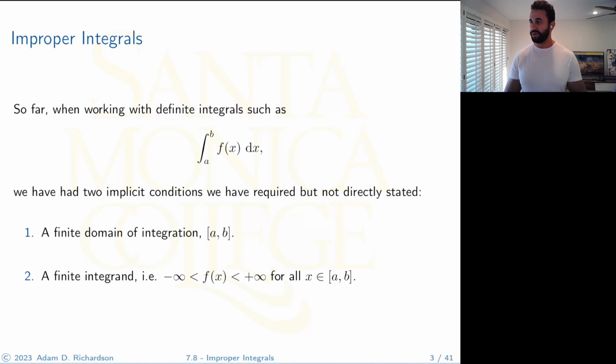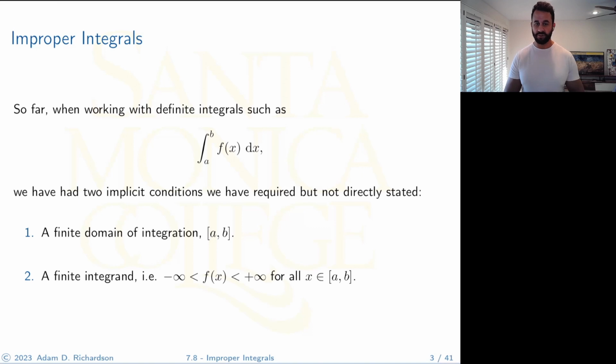All right, so here we go. What is an improper integral? Well, so far when working with definite integrals such as this, we've had two implicit conditions that we've required but we haven't said out loud. The first one is we require that the domain of integration is finite. In other words, one of these endpoints can't be infinity. So we've specifically required that a and b are real numbers and that our domain of integration is finite. That's one thing we've assumed without saying it out loud.